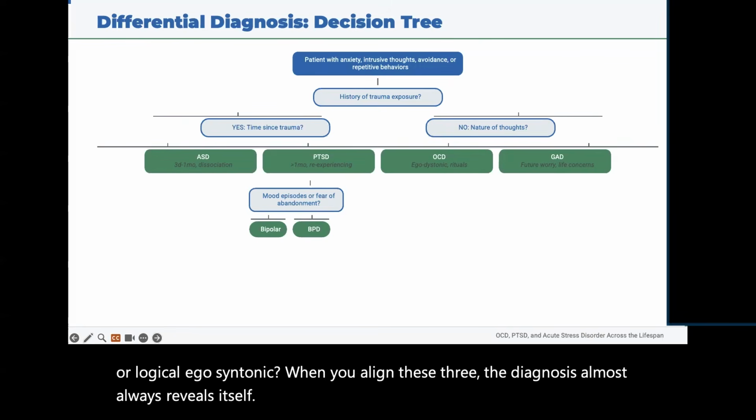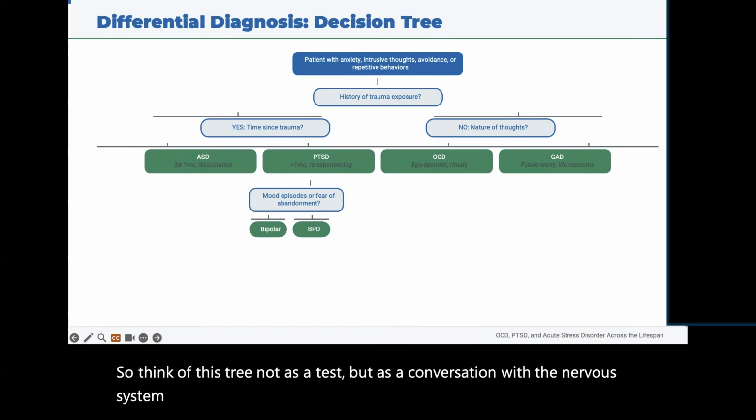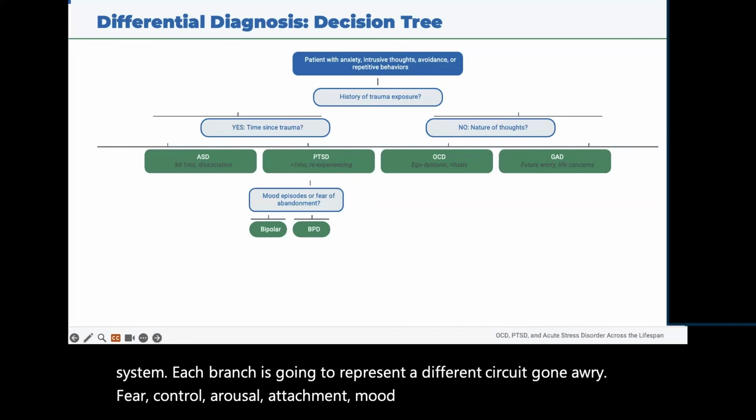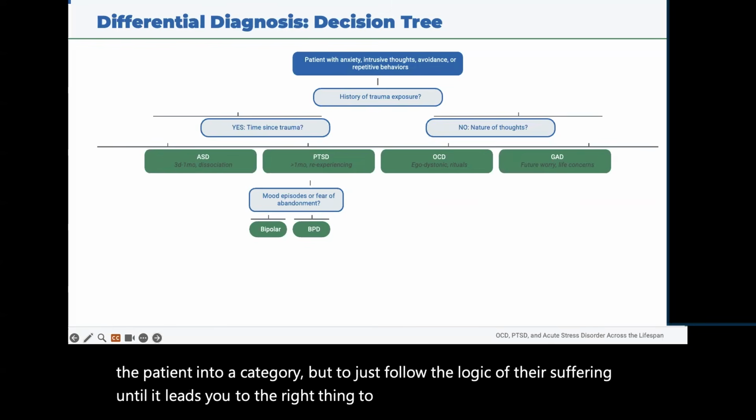So think of this tree not as a test, but as a conversation with the nervous system. Each branch is going to represent a different circuit gone awry: fear, control, arousal, attachment, mood regulation. Your job isn't to force the patient into a category, but to follow the logic of their suffering until it leads you to the right intervention.